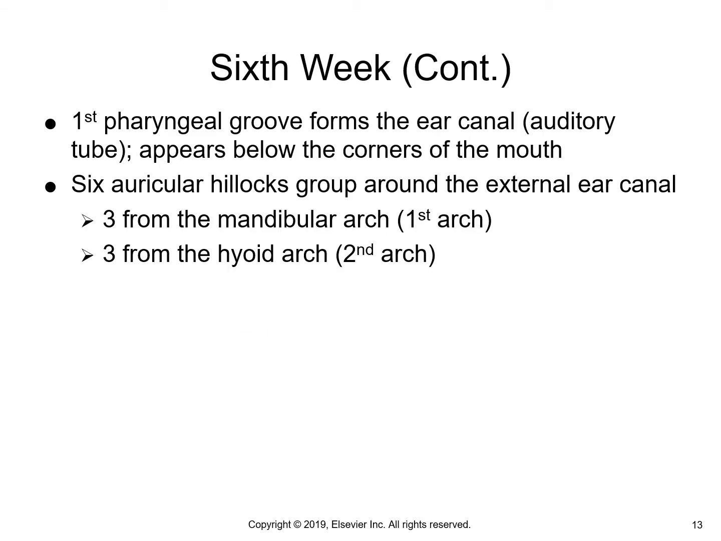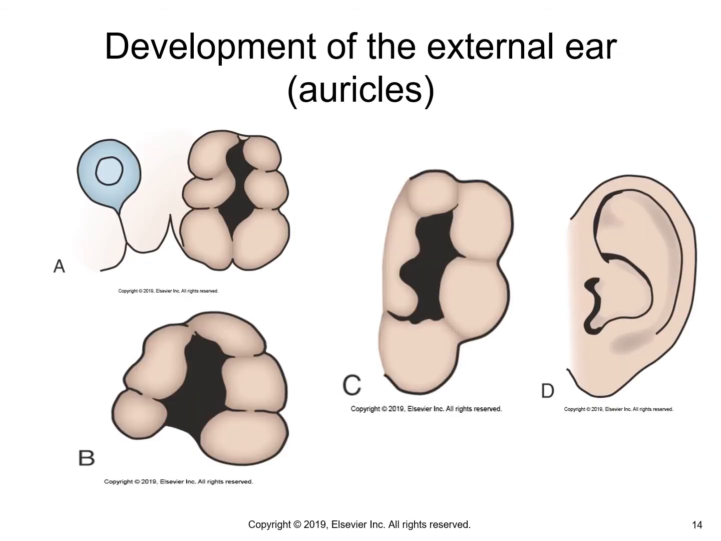In the 6th week, that first pharyngeal groove will form the ear canal or auditory tube. This appears below the corners of the mouth. And those auricular hillocks that I showed you a couple slides back, there are 6 of those that group around the external ear canal. 3 will form from the mandibular arch, or that first arch, and 3 from the hyoid arch, or that second arch. And this is what those look like, and they will eventually become your outer ear.